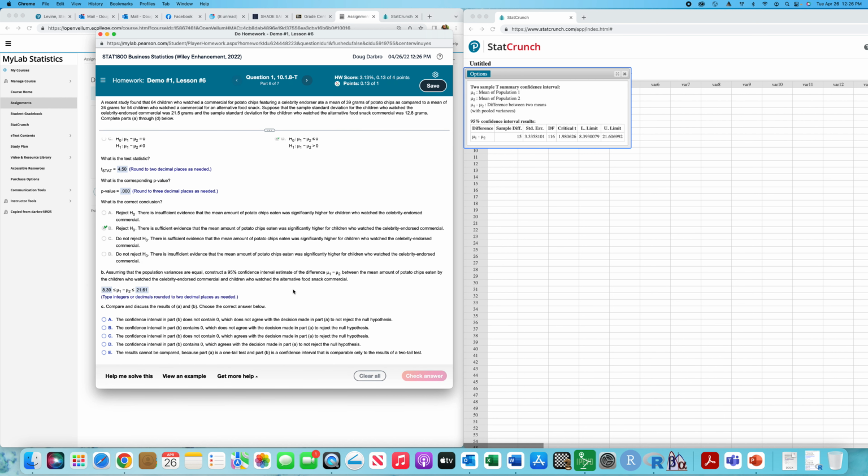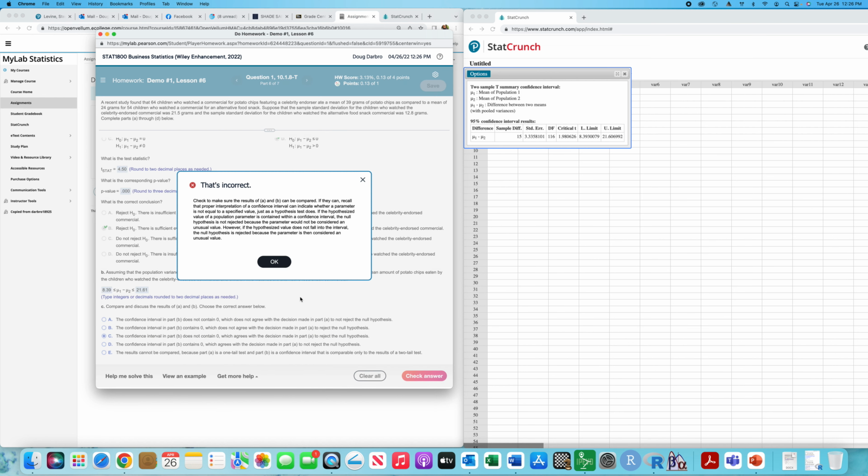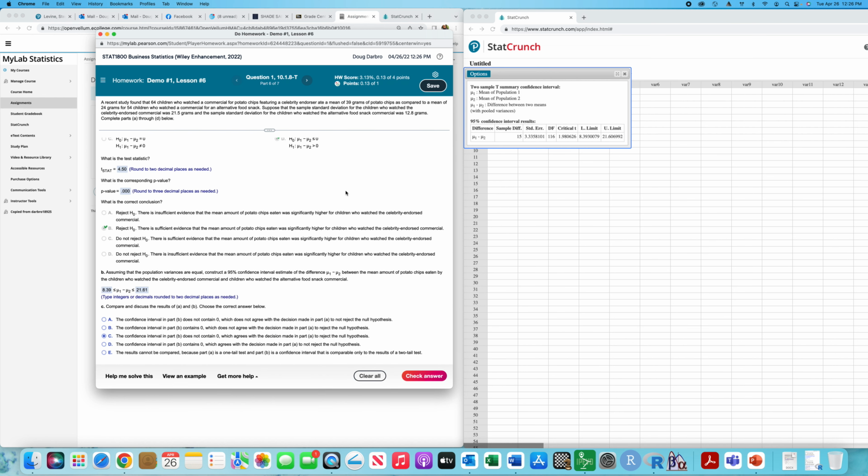Now compare and discuss the results. The confidence interval does not contain 0. So the confidence interval in part B does not agree with the decision. Well, that's not true. The confidence interval does not contain 0, so part C would be correct. Hold on. Oh, okay. Got tricky here.